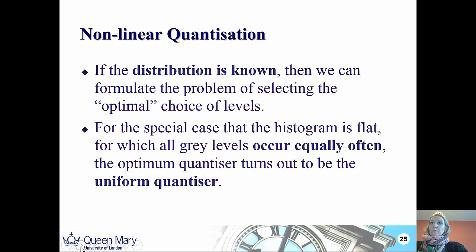So for a special case where the histogram is flat, or otherwise known as where all the grey levels occur equally often, then the optimum quantizer turns out to be the uniform one. So because we need to represent the full range of values in relation to that data, then selecting those intervals at a uniform range, a uniform interval between each level, then that will turn out to be the most optimum approach in this situation.